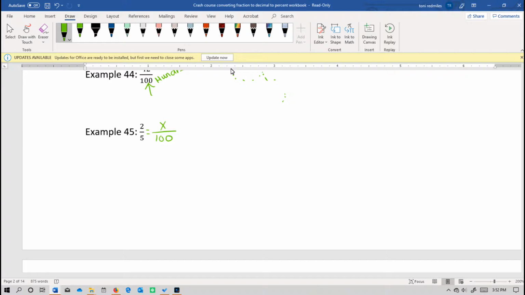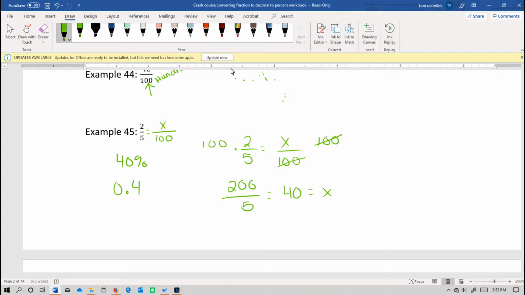But I do know my opposite operation, and that says that if the 100 is dividing the x, to get rid of it, I have to multiply the x. These two cancel out. What I do to one side, I have to do to the other side. That is the rule of equality of math. And then I can get 200 over 5, which equals 40. X equals 40. So my percent value in this one is 40%. Okay? Which would be, if I move that decimal 2 places, 0.4.